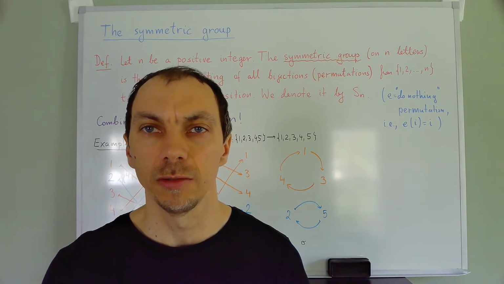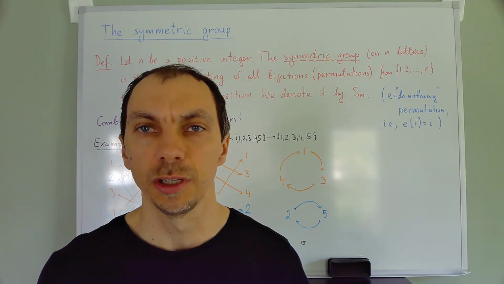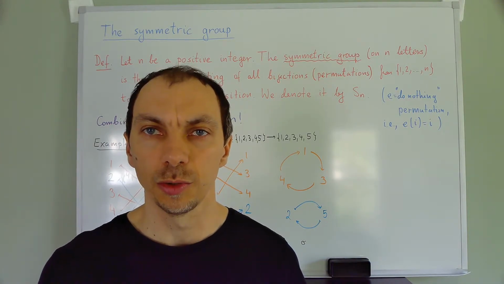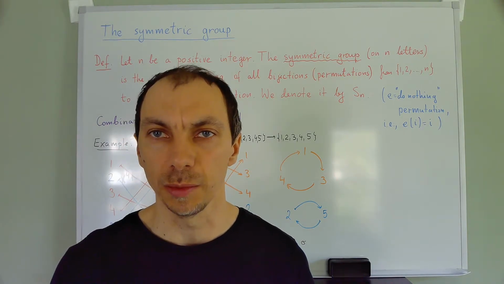So you have 1 and 2. You can either send 1 to 1 and 2 to 2, that's the identity permutation, or you can send 1 to 2 and 2 to 1. So that's the only other permutation you can have, so you have two elements.